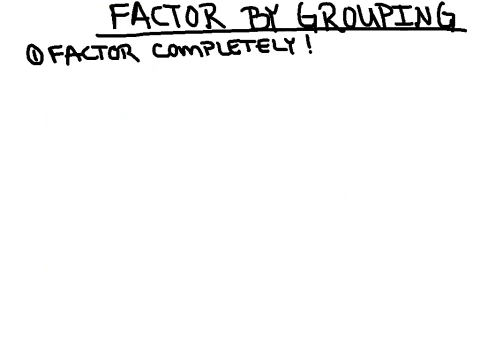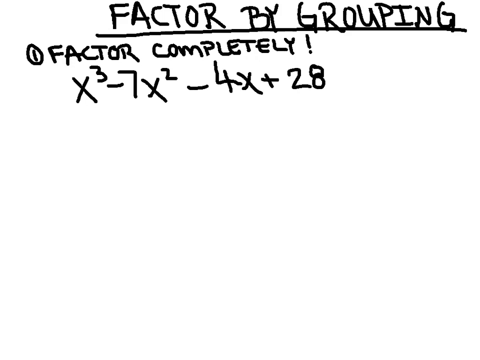Well, after that little warm-up with just pulling out a basic, simple GCF, we're ready to rock and roll today and tackle our new topic, factor by grouping. Our directions for this problem are to simply factor completely, and I'm going to present you with the polynomial x cubed minus 7x squared minus 4x plus 28. You'll notice we do have a polynomial with 4 terms, and that was our theme today.